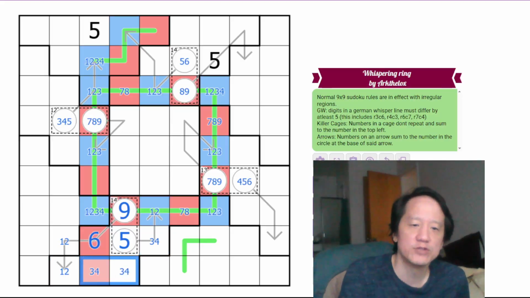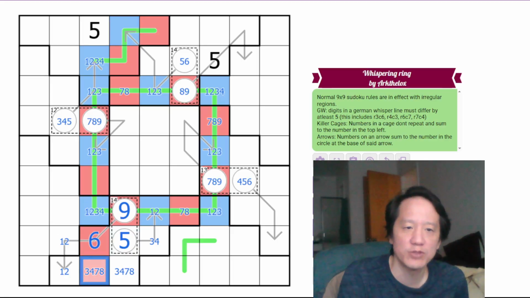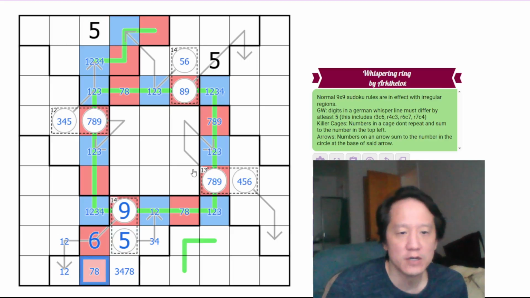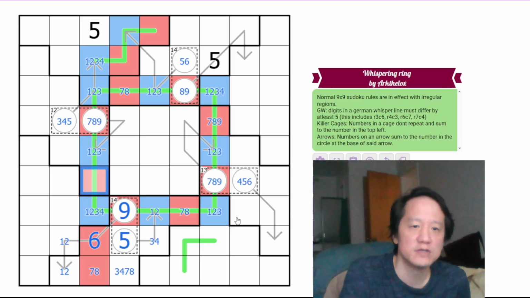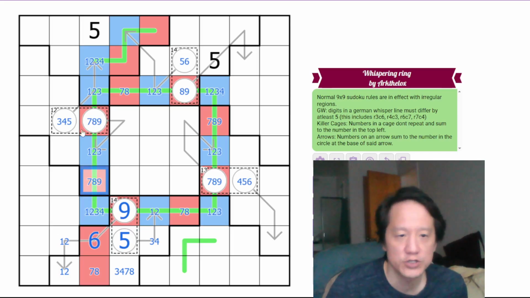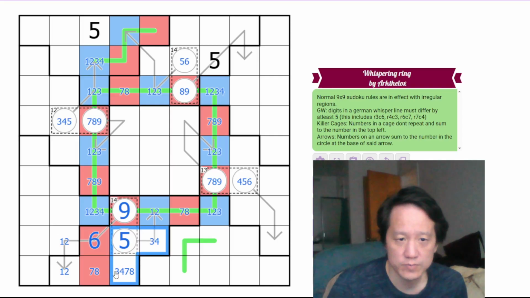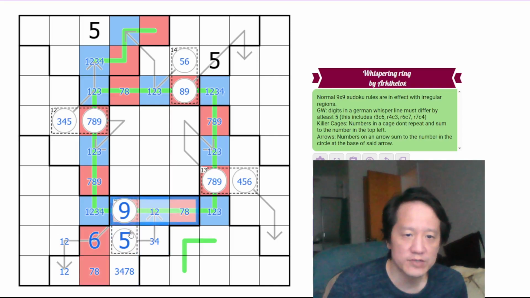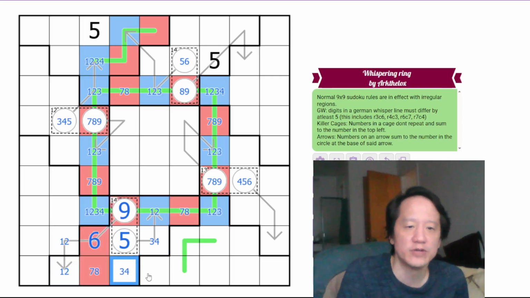So this must be 3, 4, 7, or 8. Well, this can't be 3 or 4 because of the low digits all in column 3. So this is 7 or 8. And this must be 7, 8, or 9. We're not sure which. So we have a 7, 8, 7, 8 pair in this irregular region, which means this can't be 7 or 8. It's 3 or 4.